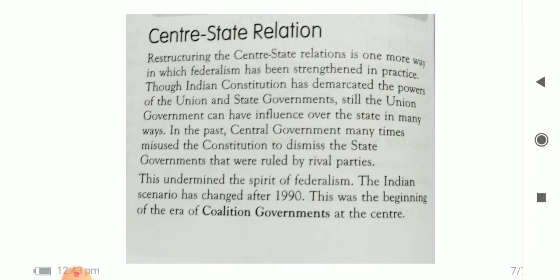This trend was supported by major judgments of the Supreme Court that make it difficult for the central government to dismiss a state government in any arbitrary manner. Thus, federal power sharing is more effective today than it was in earlier years after the Constitution came into effect.